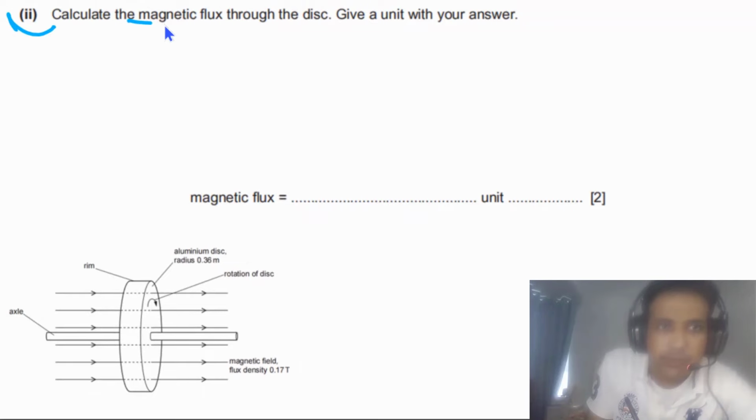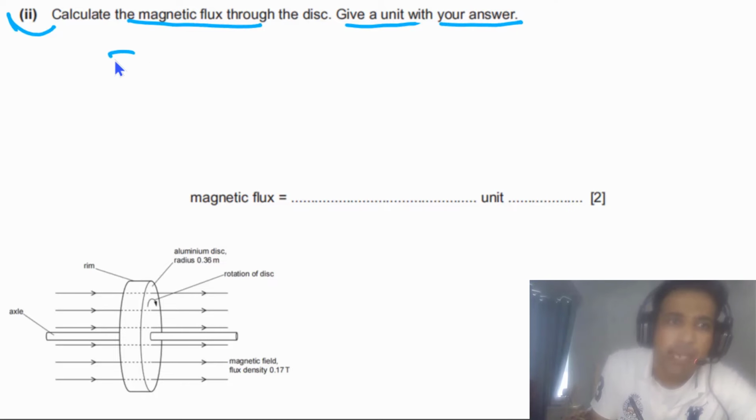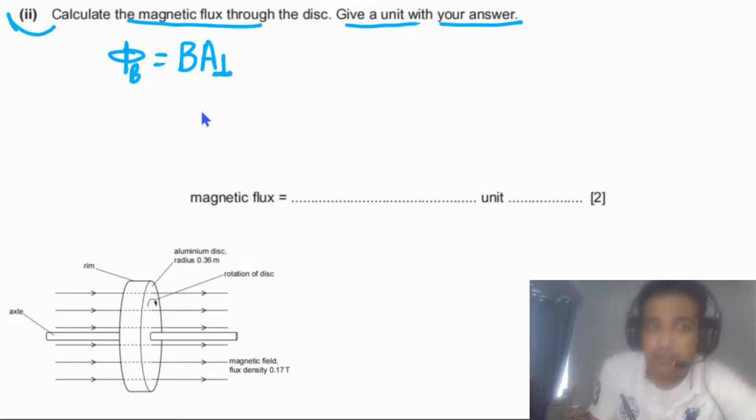Second part says calculate the magnetic flux through the disk. Give a unit with your answer. Now simply we have to use the formula. We have already discussed that magnetic flux is equal to the product of magnetic flux density and area perpendicular to magnetic field lines.